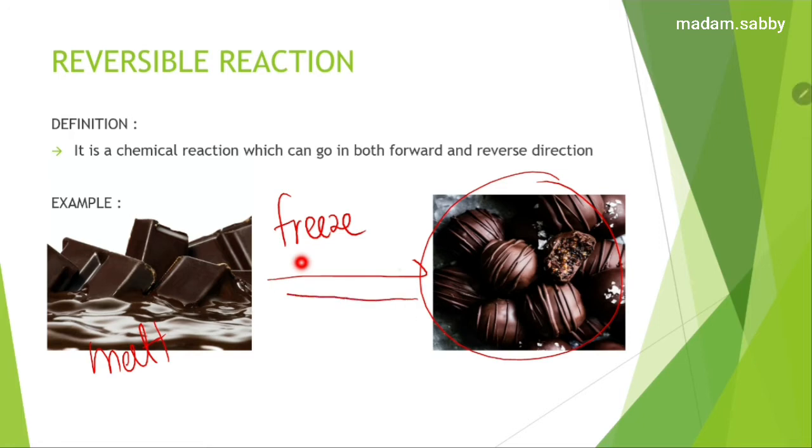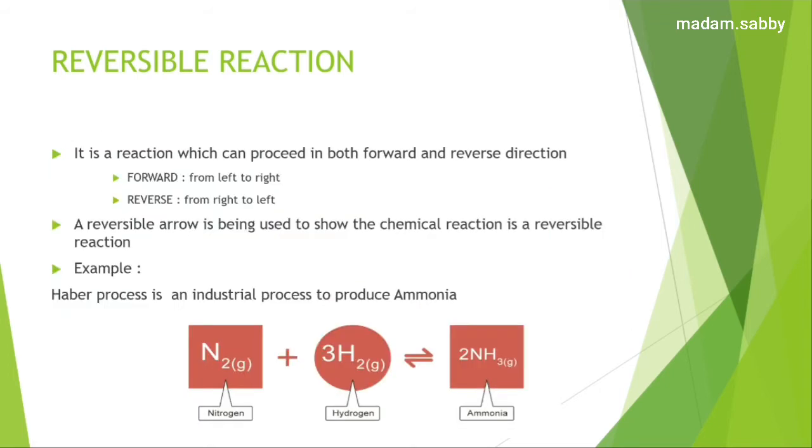So the melting process is the reverse reaction. And this one is the forward reaction. From melted chocolate into a chocolate bar or chocolate cubes, we can change it from one to another, and that's why handling chocolate is a reversible reaction, which can go in both forward and reverse directions. Okay, so enough with the food. Now let's get back to more serious issues.